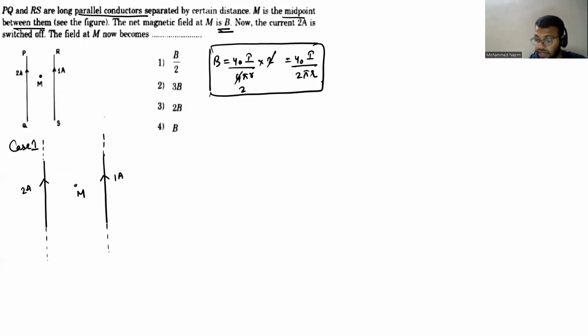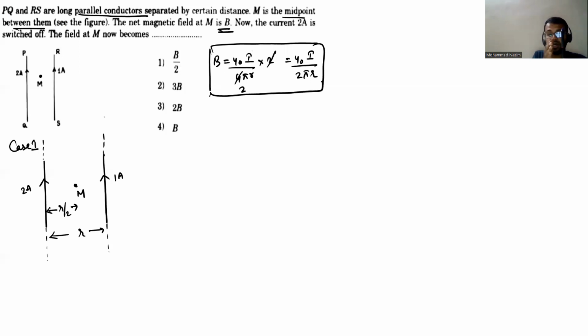So what is the magnetic field due to the 2 ampere wire? Use your right hand thumb rule, correct? If I assume the distance to be R, what is the distance from the wire to M now? R by 2, isn't it? So what will be the magnetic field due to the 2 ampere wire? Use your right hand thumb rule.